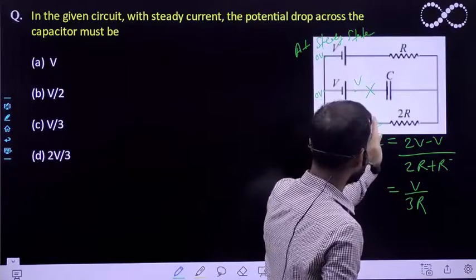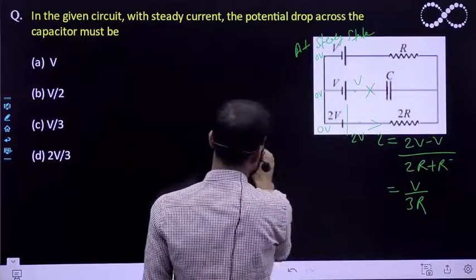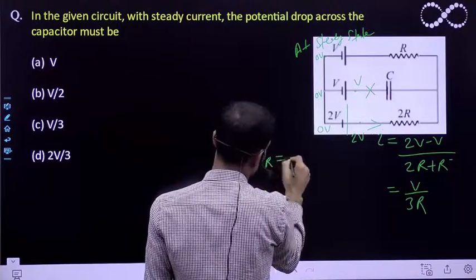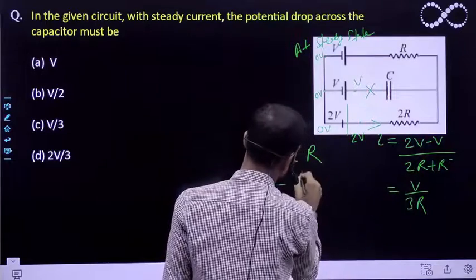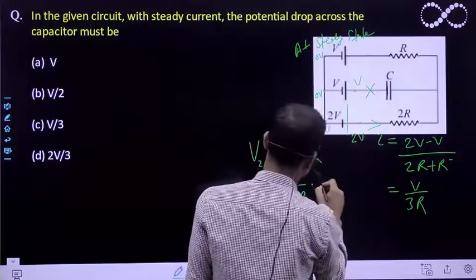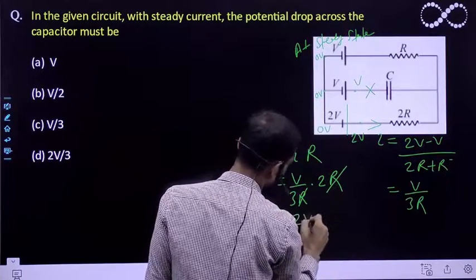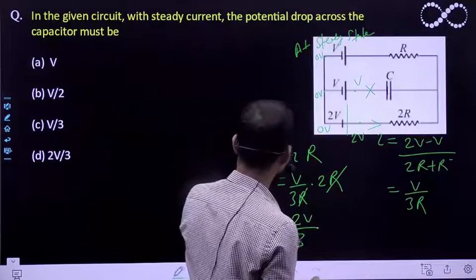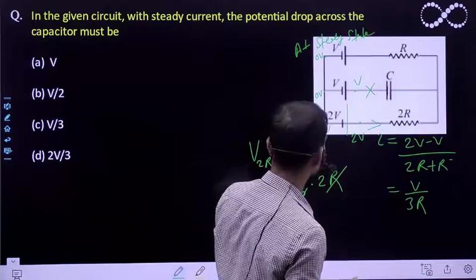Okay, so what is the potential difference across 2R now? I into R. Potential difference across 2R will be equal to I into R. So I is how much? See, V upon 3R, and the resistance of this is how much? 2R. So 2R. So this will get cancelled out, and this is becoming 2V upon 3. So potential difference across 2R is equal to 2V upon 3.